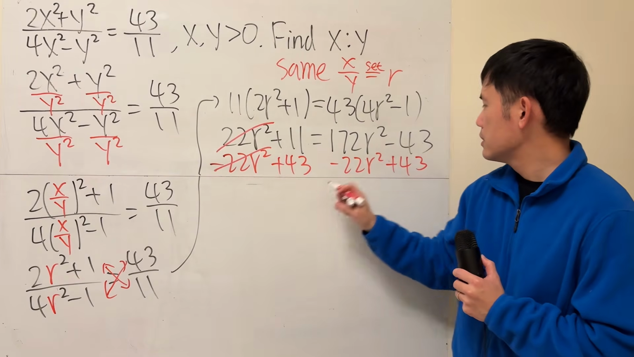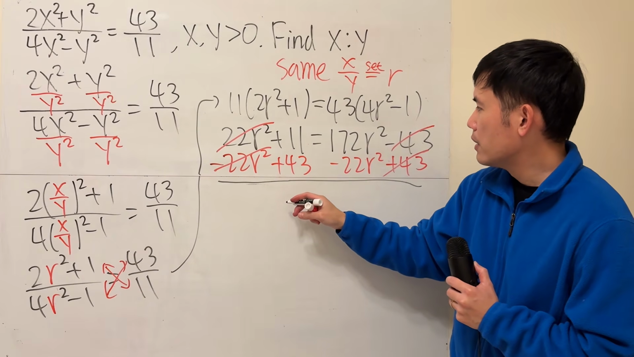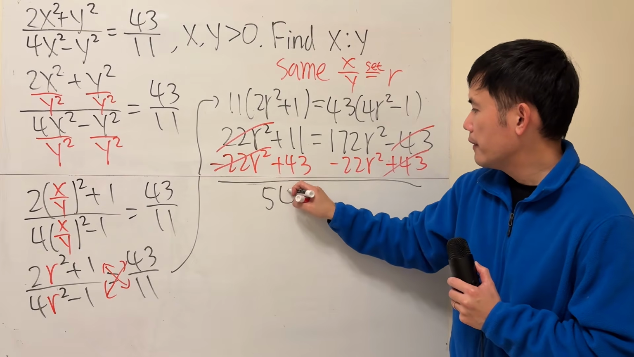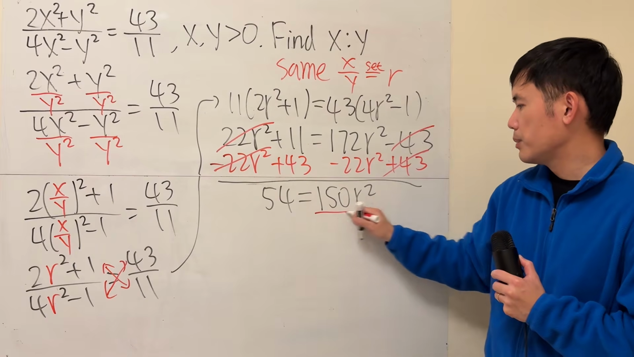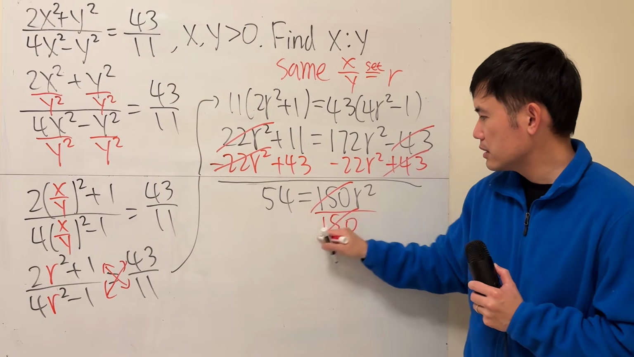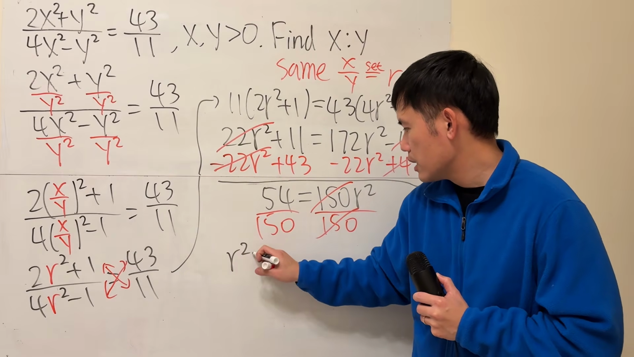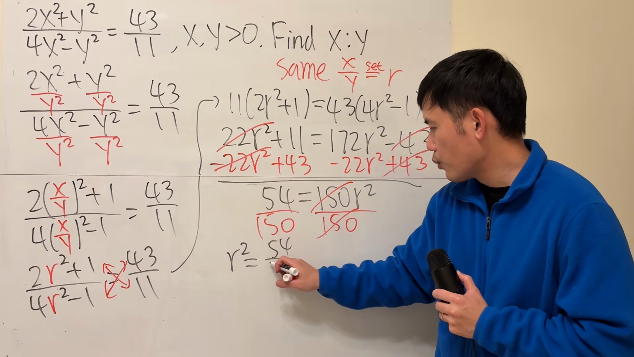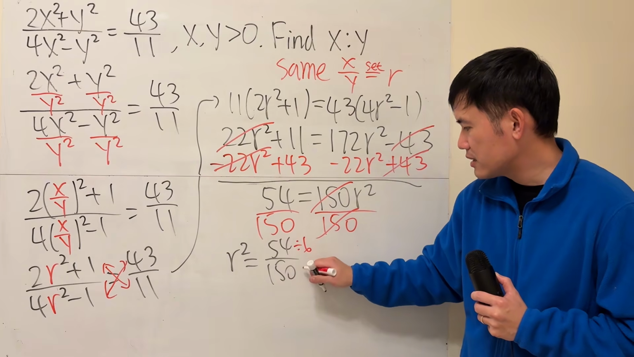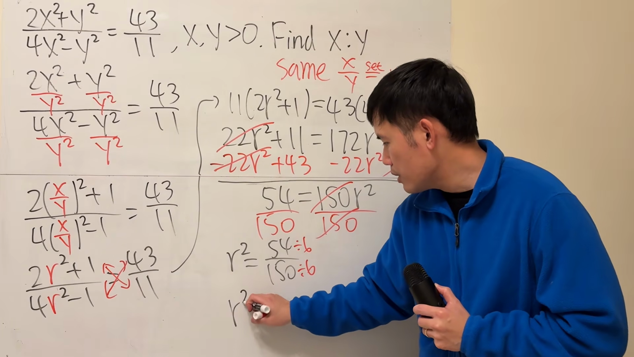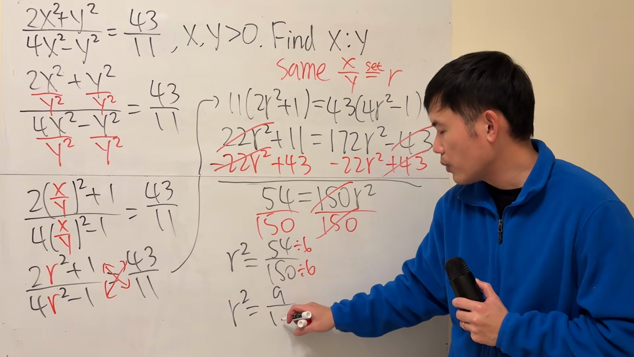So this and that cancel, this and that cancel, and we will have 54 equals 150r squared. And then I will divide both sides by 150. So r squared equals 54 over 150. Can we reduce this? Yes, by 6. So r squared equals, the top will give us 9, and 150 divided by 6 is 25.